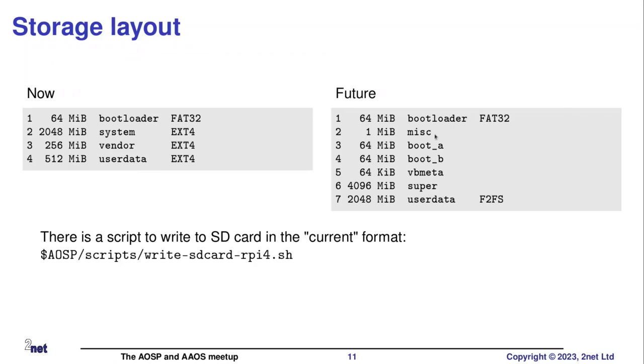We need a MISC partition to store the bootloader control block. We'll have the kernel and RAM disk in the A and B partitions. We'll have VB meta to store the metadata for AVB. We'll have the big super image, which contains pretty much everything else, and then user data. And ideally, we'd switch to using F2FS, the flash-friendly file system, rather than the boring old ext4.